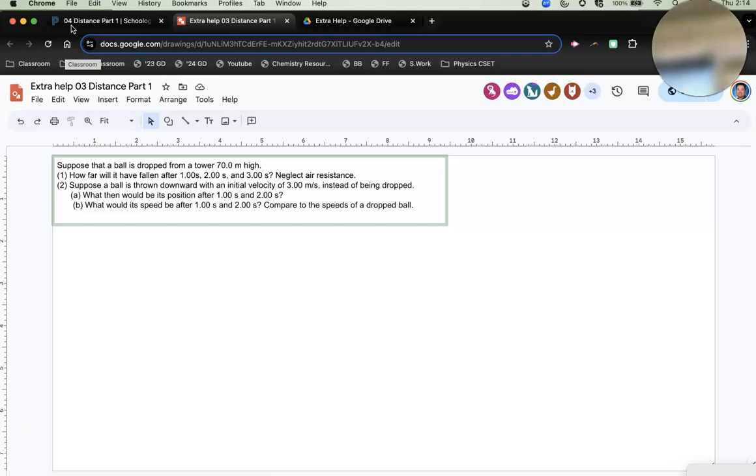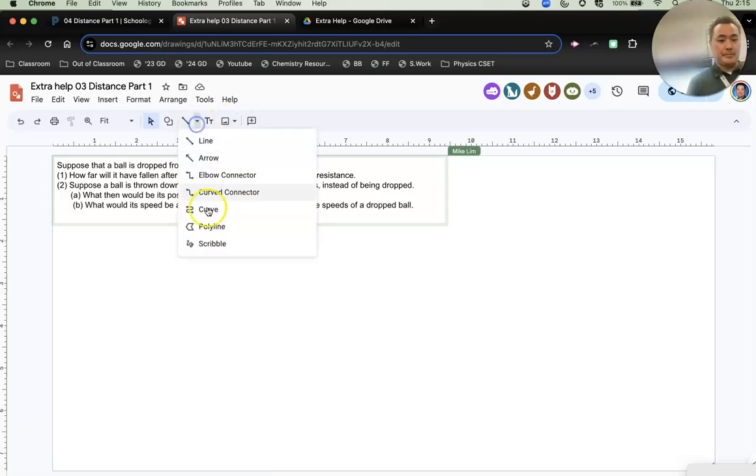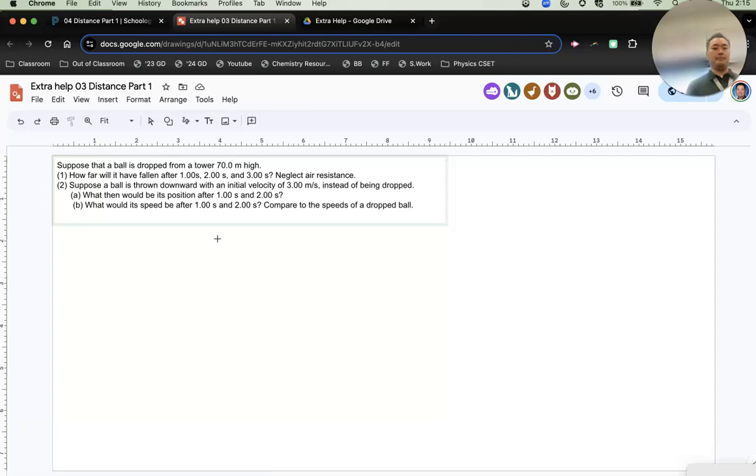Suppose that a ball is dropped from a tower 70.0 meters. How far will it have fallen after 1 second, 2 seconds, and 3 seconds? Neglect air resistance. Suppose a ball is thrown downwards with an initial velocity of 3 m/s instead of being dropped. What then would be its position after 1 second and 2 seconds? What would the speed be after 1 and 2 seconds compared to the speed of a dropped ball?